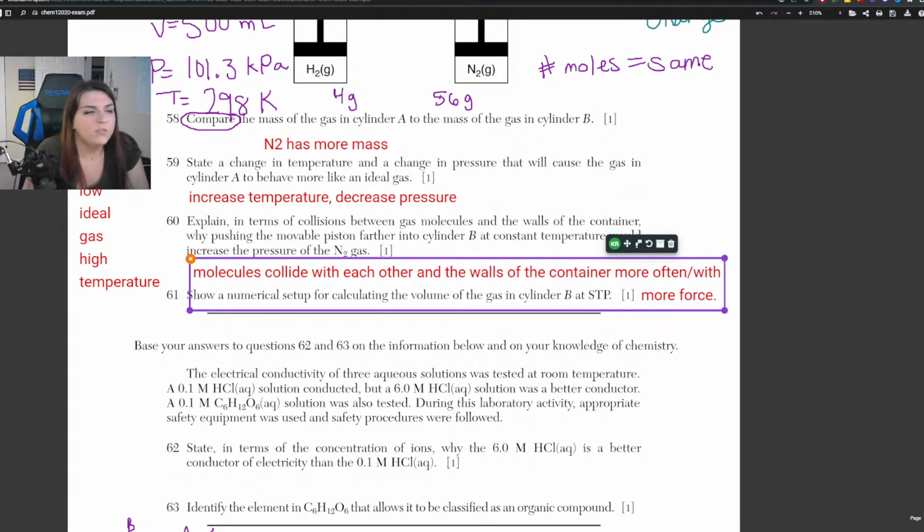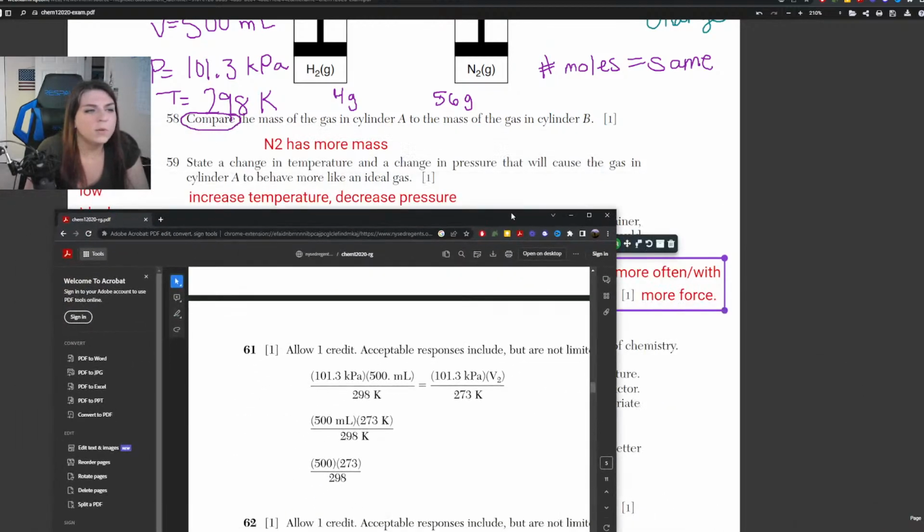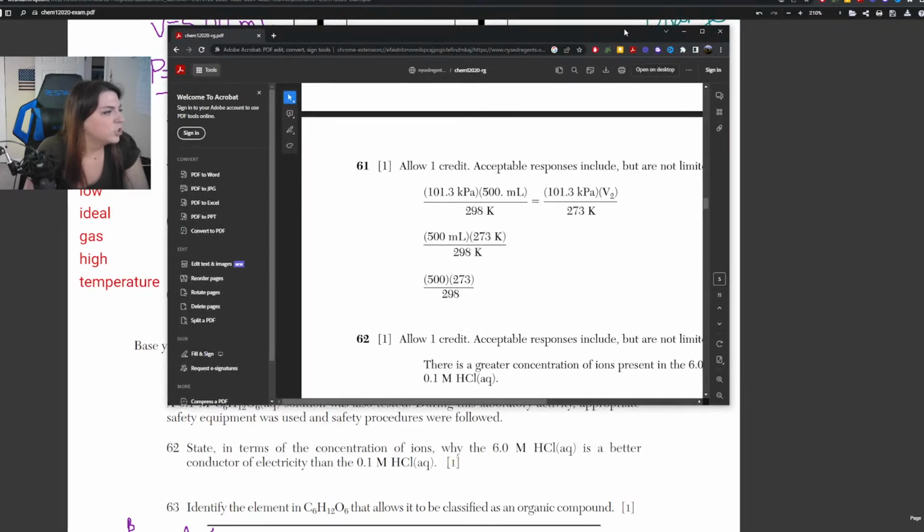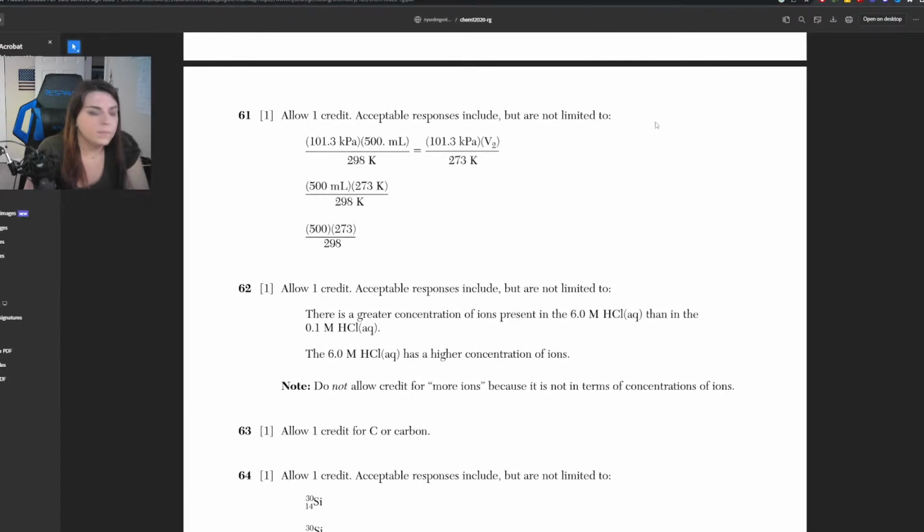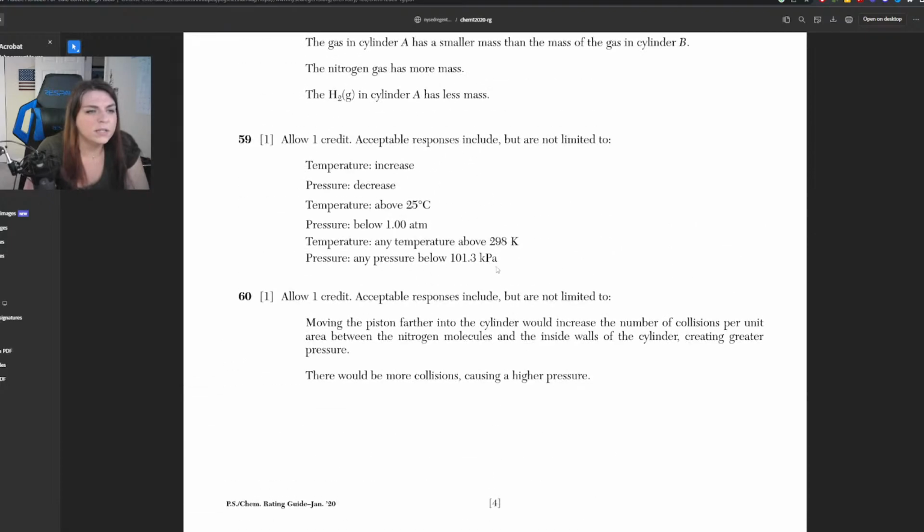Oh, I was looking at 59. 59 was giving numbers. That's why I was confused. So 59, we had to increase the temperature and decrease the pressure, right? Some of these say specifically to increase it beyond a certain point. Don't give them numbers if they don't ask for numbers.